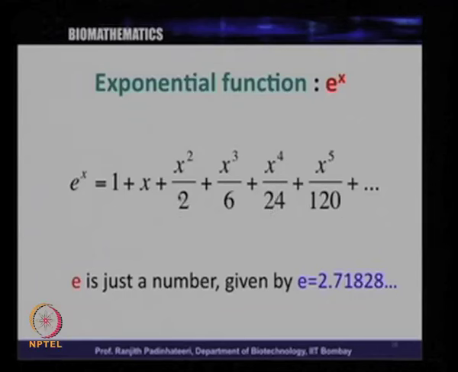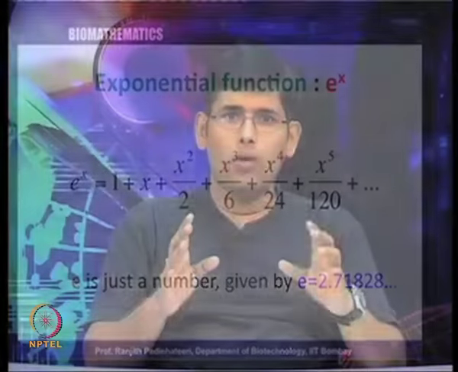For now, just remember that there is some particular combination of x, x square, x power 4, etcetera. We will try and understand later where this combination comes from. But for now, it is sufficient to understand that e power x is defined as 1 plus x plus x square by 2 plus x cube by 6 plus x power 4 divided by 24 and so on and so forth.